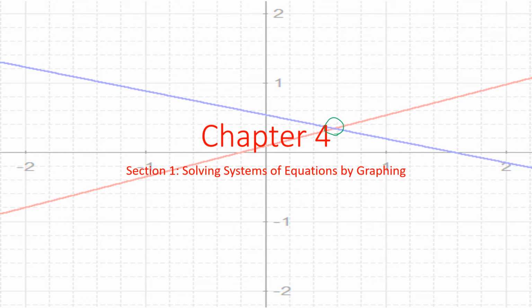As you can imagine, this is going to use heavily the ability to graph lines. So if you're good with that, good, this will be a bit easy. If you're struggling with that, this is extra practice for that.